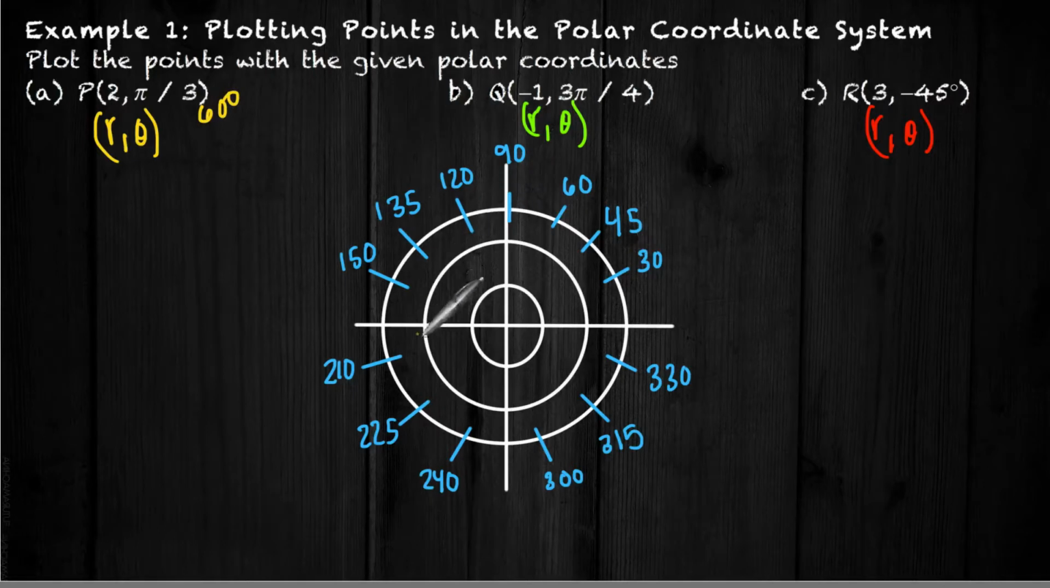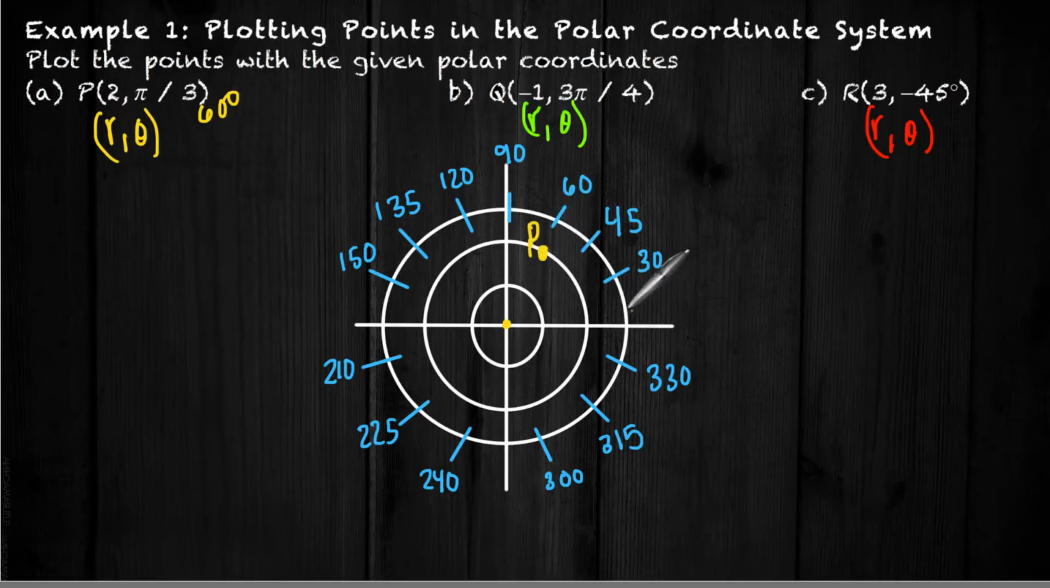So if you look, we've got a little unit circle here. And so if this is our origin here at 0, 0, we want to go 2 units in the direction of 60, and we want to put a point. And so there is, we'll call that point P.